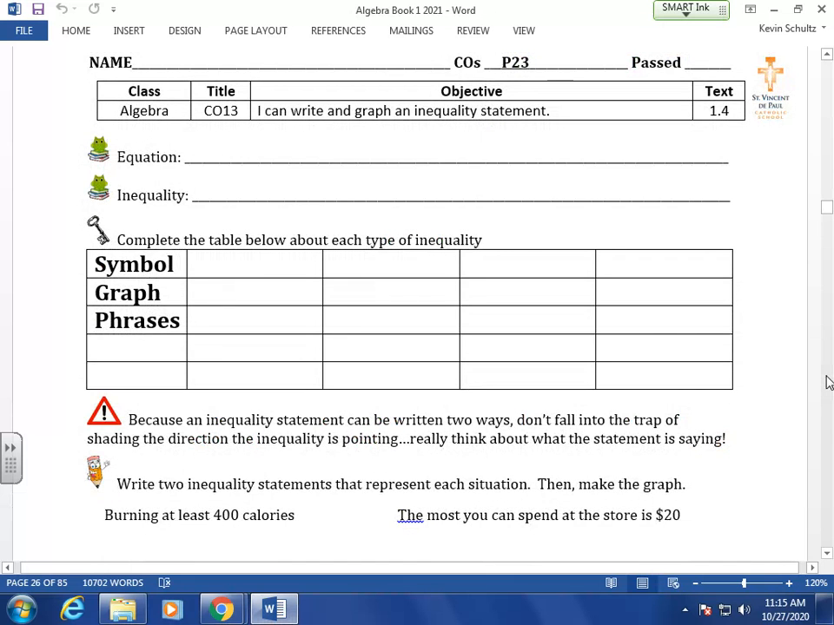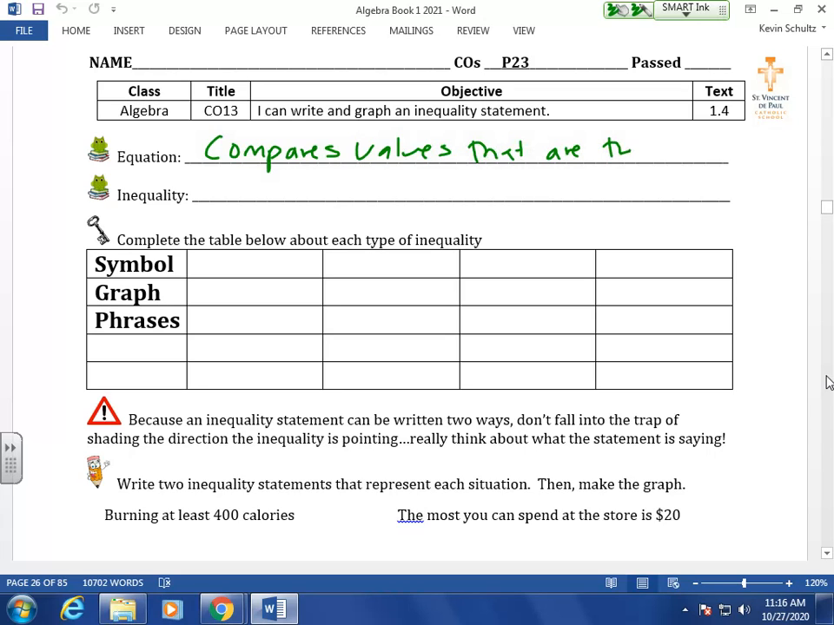Inequalities. What is the difference? We'll jump right in. What is the difference between an equation and an inequality as far as their purpose or their function? What does an equation do, Elise? Okay, so the equal sign literally means the same as. So an equation compares values that are the same.